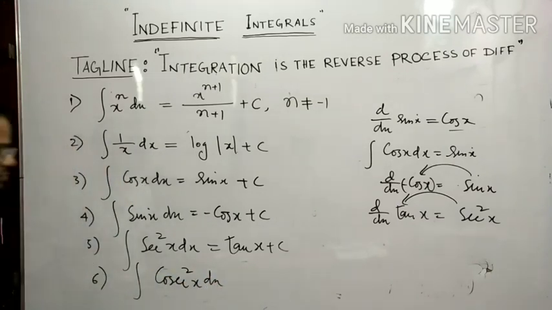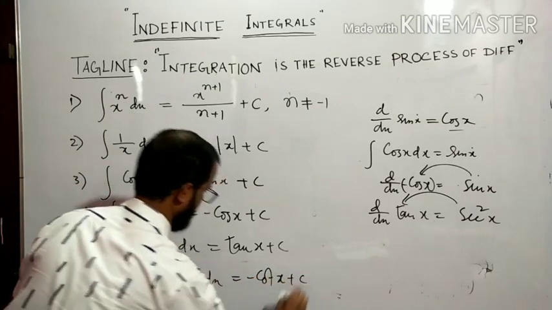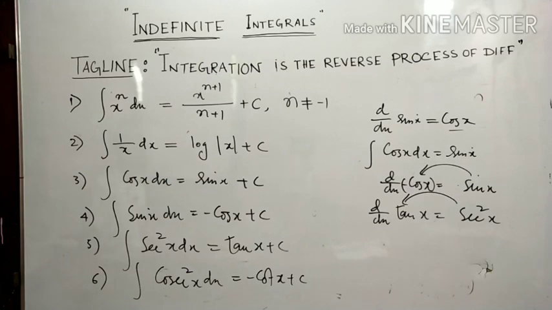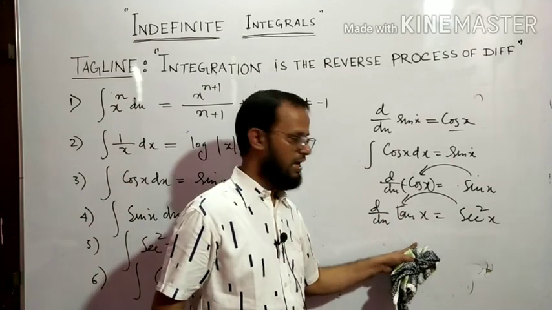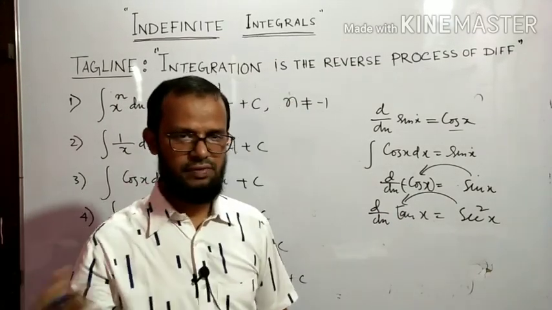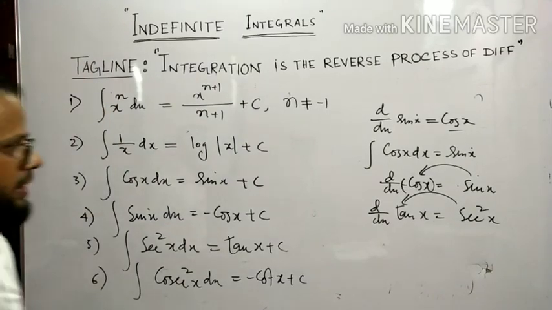Integral of cosec square x dx is equal to minus cot x plus c. These are the list of formulas you can develop. Here I am not memorizing anything, I am just applying differentiation, and from here, by the definition of integral, I am evaluating the standard integral.